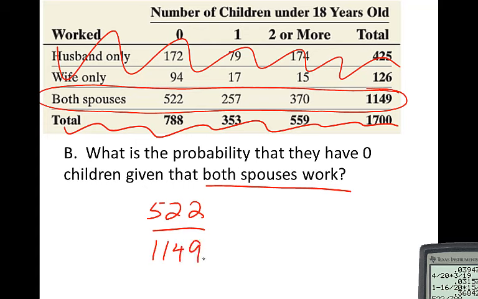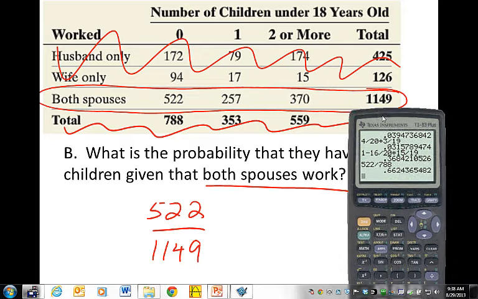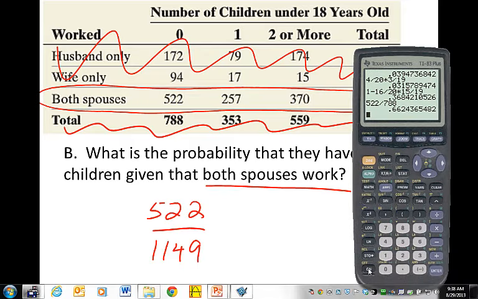So we see that the probability of A given B is not the same as the probability of B given A in most cases. So we have 522 divided by 1149, which is 0.454.